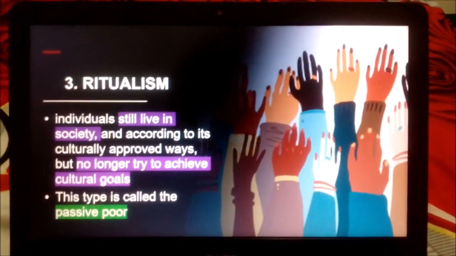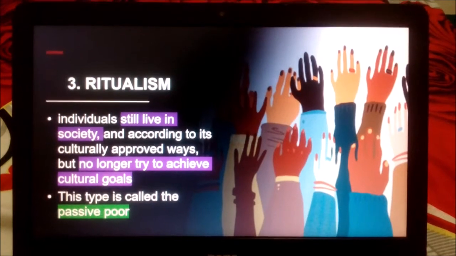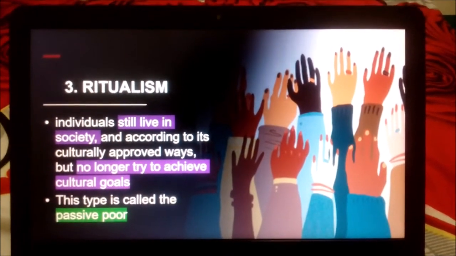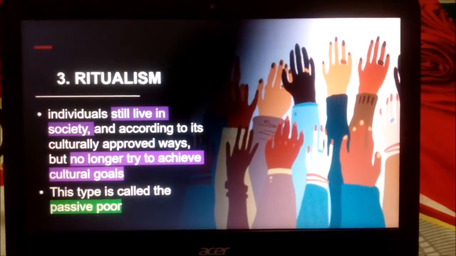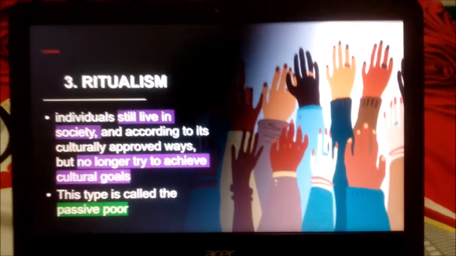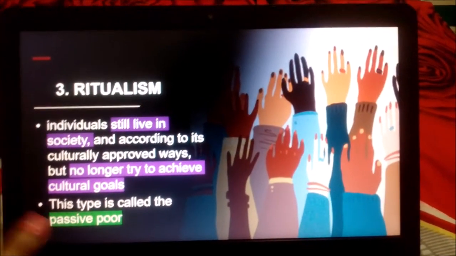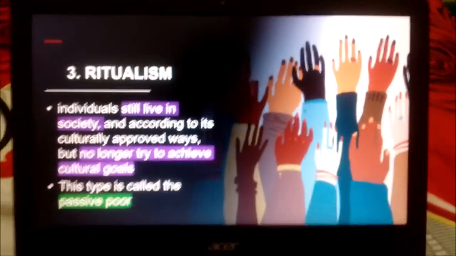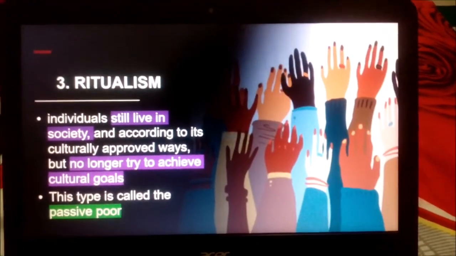Next one, we have ritualism. So ritualism, these are individuals live in society and according to its culturally approved ways, but no longer try to achieve cultural goals. So ito yung para mga pinanghihinaan na sila ng loob. So means, they are passive poor. Ano pag sinabi natin passive? Malamang hindi active. Passive, they are lilo in life, they are just expecting from the government or any agency na tulungan sila. So, parang umaasa tong mga tao na to.